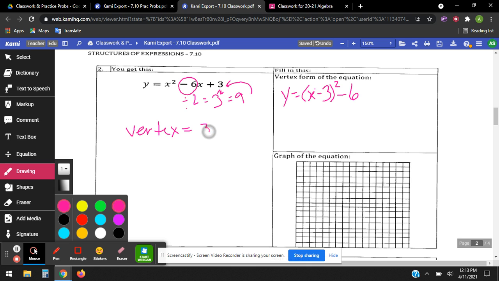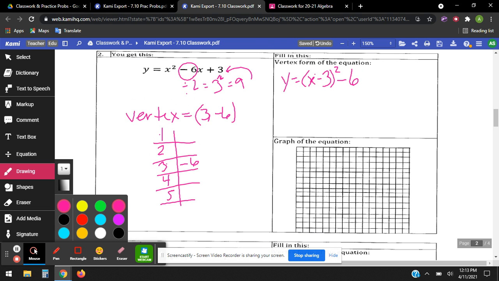All right, so that gets me into my vertex form, which tells me that my vertex then is 3 comma -6, and that means I can make my table now. I'm going to put 3, -6 here, 2, 1, 4, 5. So I can do all my various points. So let's plug this in here. Let's do 4. 4 minus 3 is 1. 1 squared is 1. 1 minus 6 is -5. 5 minus 3 is 2. 2 squared is 4. 4 minus 6 is -2.